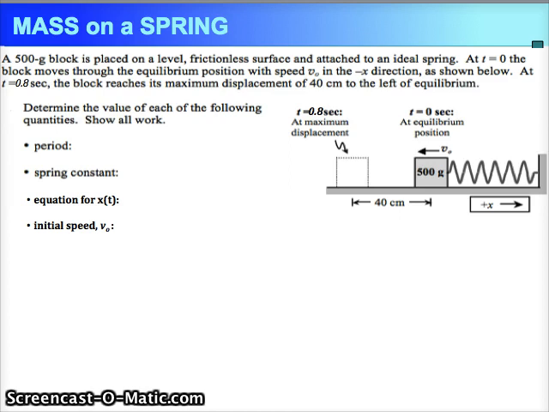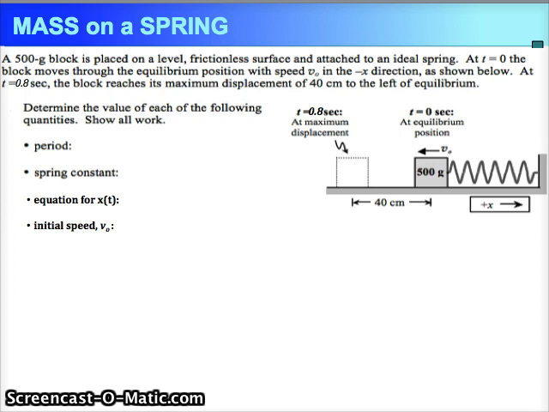You can see that there is a 500-gram block that is attached to a spring. It's been given an initial push to the left. We don't know the speed though, and we know that it takes 0.8 seconds for it to reach its maximum location on the left. The first thing we've been asked to find is the period.